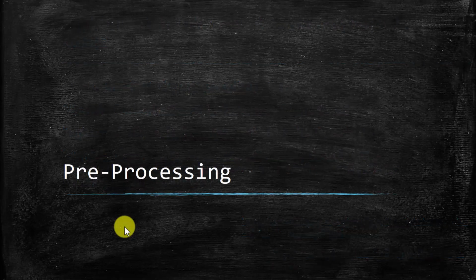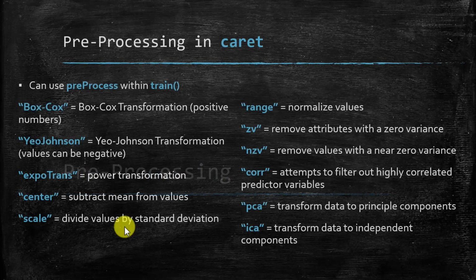Okay, some pre-processing. Just to finish this off, there are some pre-processing routines that can be undertaken to prep your data before it goes into the model. And this can be implemented directly in Caret. Using the preProcess parameter within train, you can specify some pre-processing. I'm just going to pick out a few of these as examples. For example, center subtracts the mean from the values and scale divides by the standard deviation.